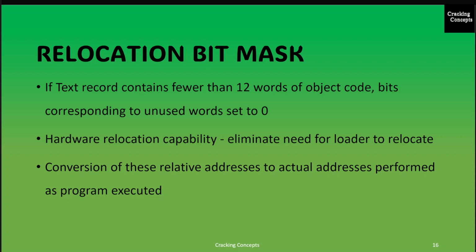If a text record contains less than 12 words of object code, then the bits corresponding to the unused words are set to 0. Some computers provide a hardware relocation capability that eliminates some of the need for the loader to perform program relocation. For example, some such machines consider all memory references to be relative to the beginning of the user's assigned area of memory. Now, the conversion of these relative addresses to actual addresses is performed as the program is executed.